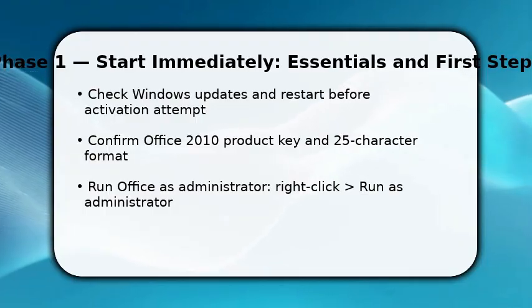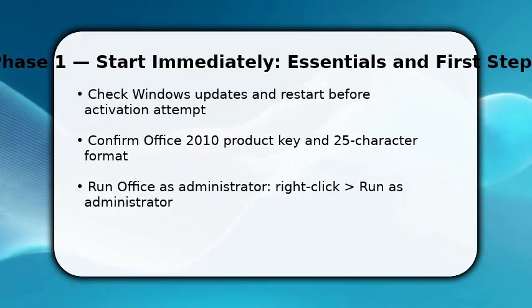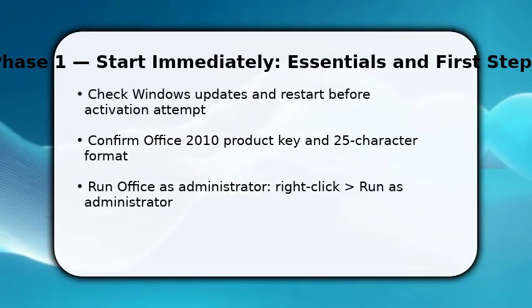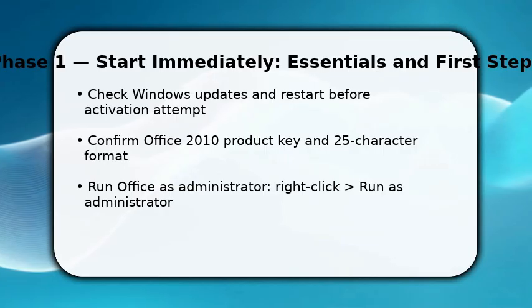You begin by confirming prerequisites and launching the activation flow. Make sure Windows updates are installed and rebooted. This resolves many communication errors. Once done, open any Office app as administrator, right-click, Run as administrator, so activation can write registry keys.